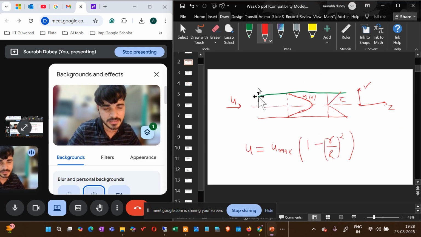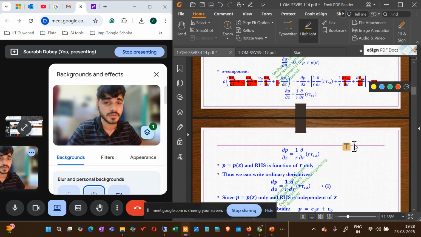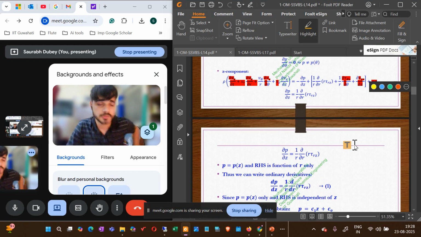So here Z equals 0, here P0 is the pressure. So here Z equals 0. So P0, suppose this is L length, it is PL, Z equals L, and for the R you are having different conditions, right? So if you see this, then what I'm saying is this.